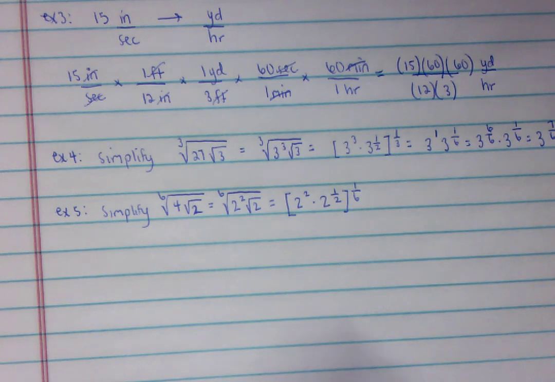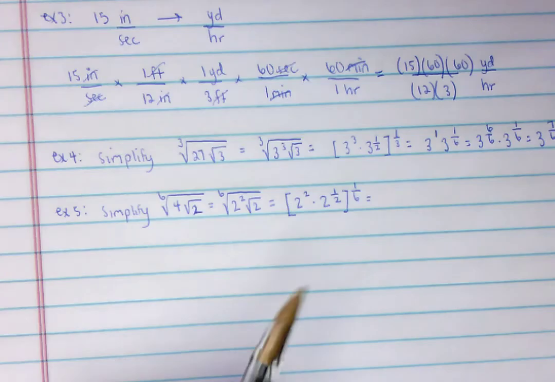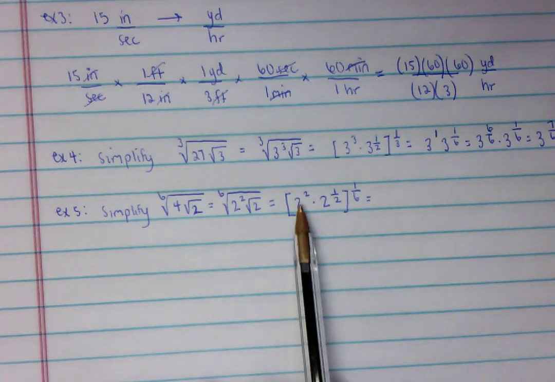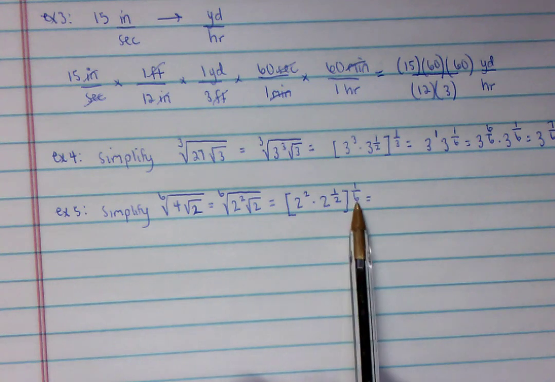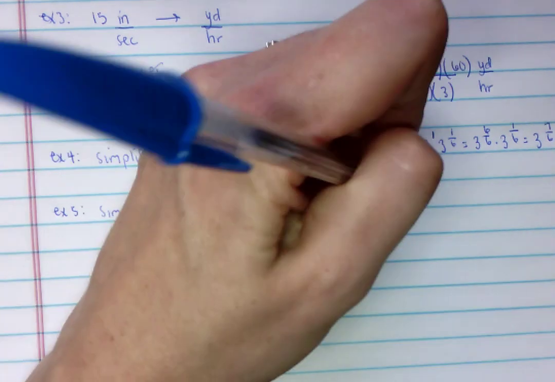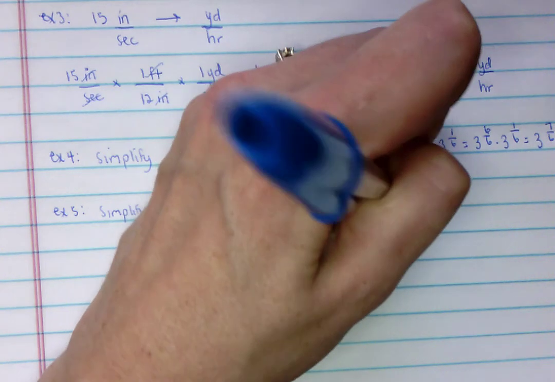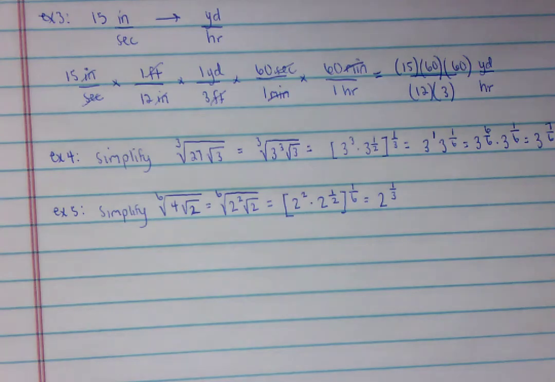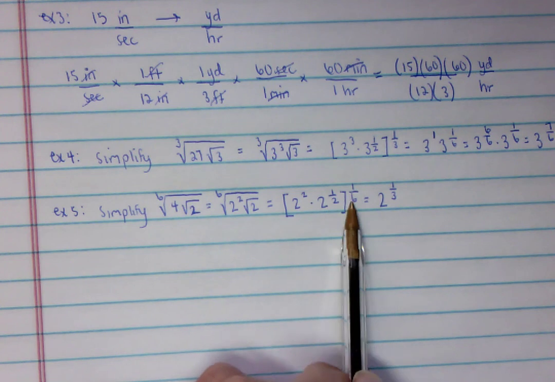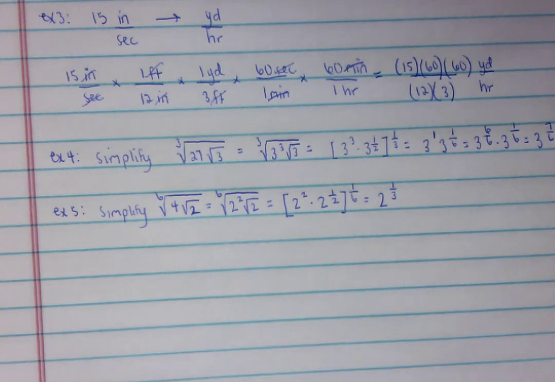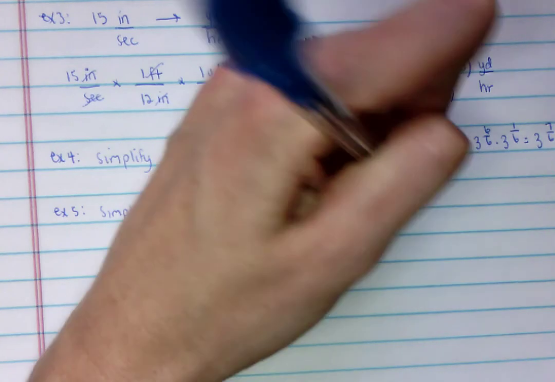And then the last step, just like we did before: power to a power, multiply. So this is 2 to the 2 times 1/6. That's 2/6, and that simplifies to 1/3. And then after that, we can do 2 times 1/2 raised to the 1/6. That would be 1/2 times 1/6, so that's going to be 2 to the 1/12.